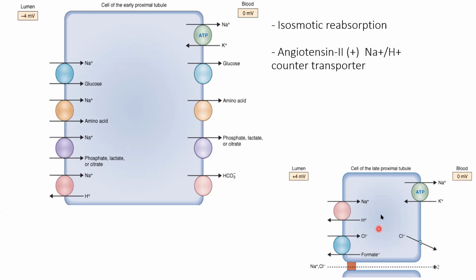However, in the late cell of the PCT, chloride is also dealt with along with sodium. Okay, so this is one of the differences. The proximal cells don't tend to deal with chloride, but the later cells do. Okay, this is one thing. Now coming to this part.